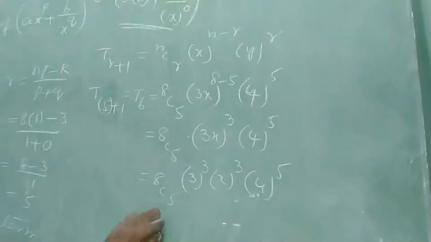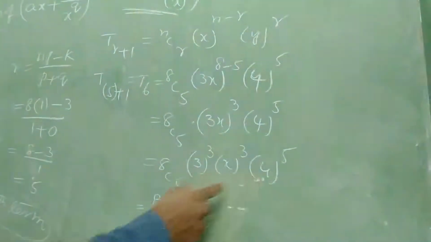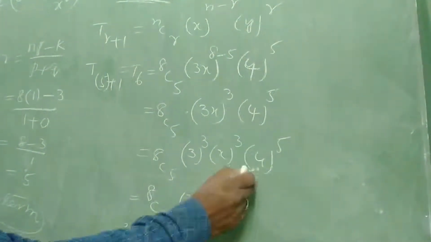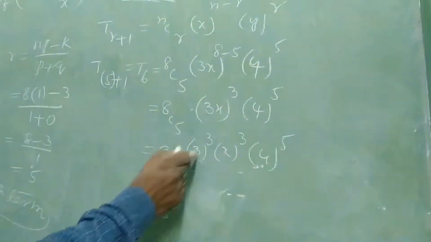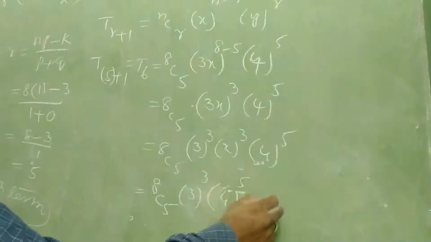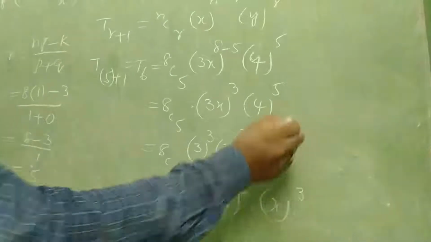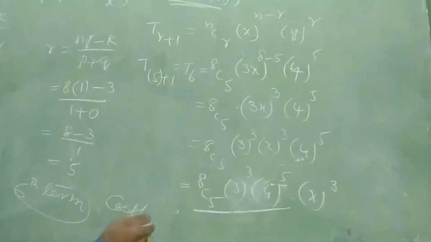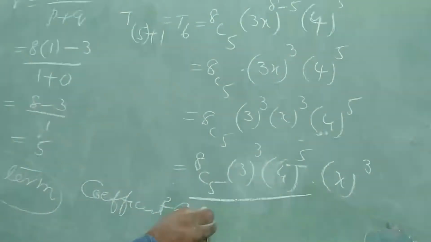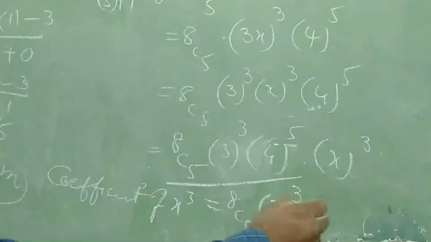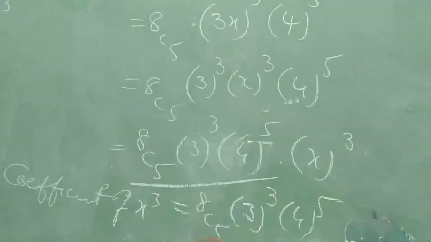Therefore 8C5, separate all constants: 8C5 into 3 cube, 27, no need to write, directly write as 3 cube into 4 to the power of 5 into x cube. Now tell me, what is the coefficient of x cube? Therefore the coefficient of x cube is equal to 8C5 into 3 cube into 4 to the power of 5.